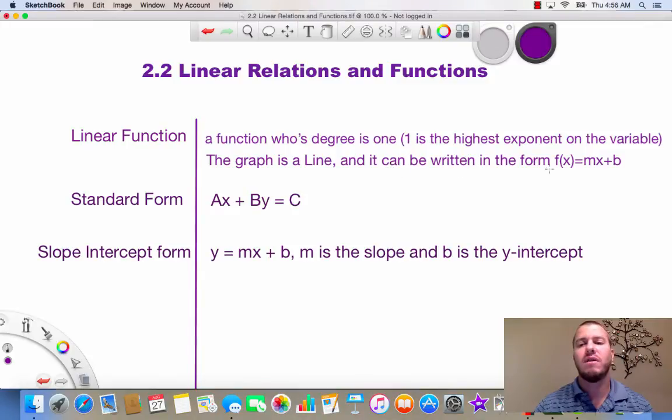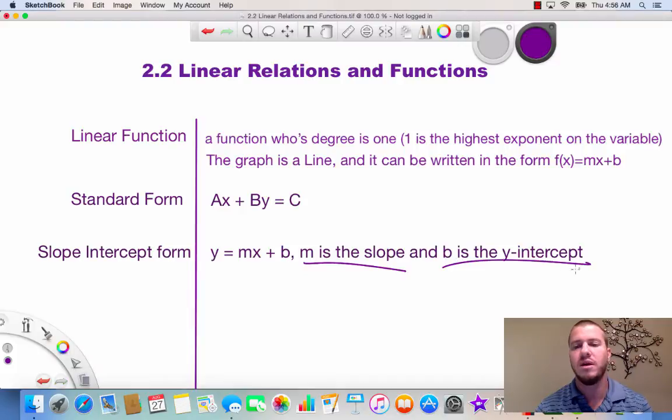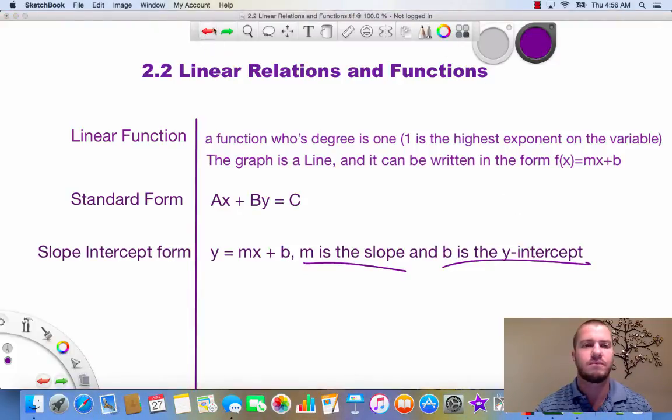And it can be written in the form f of x is equal to mx plus b. As you see down here, that's slope-intercept form. It doesn't matter if it's in function notation with the f of x or in regular notation with the y. It means the same thing. y equals mx plus b. m is the slope, b is the y-intercept.